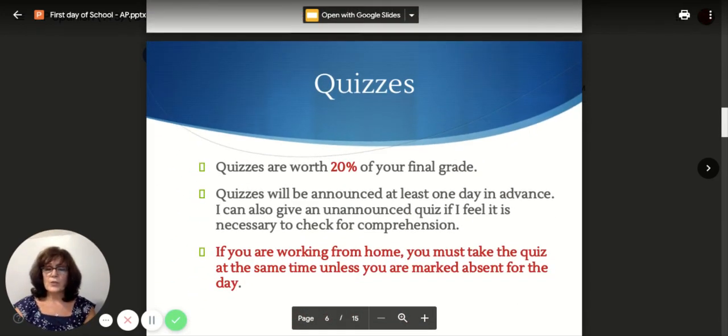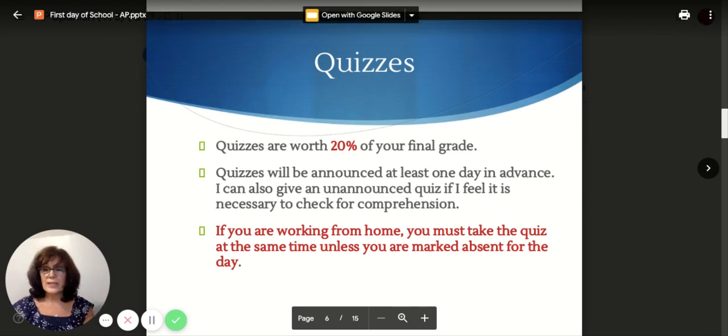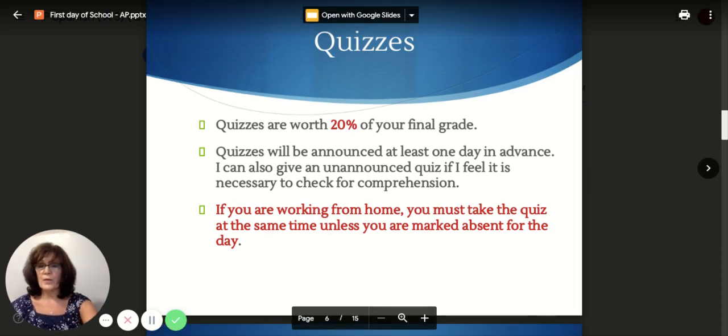This is 20% of their grade, and it's to be taken the day that it is assigned. Whether they're home or not, if they are present in school, they mark present for the day, they must take the test the same day. Otherwise, it's a 0.